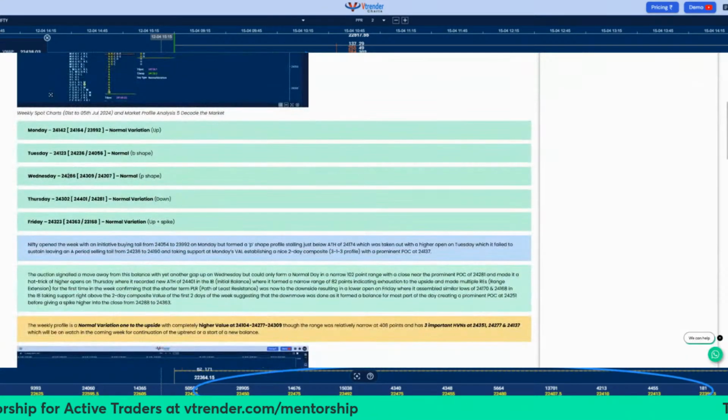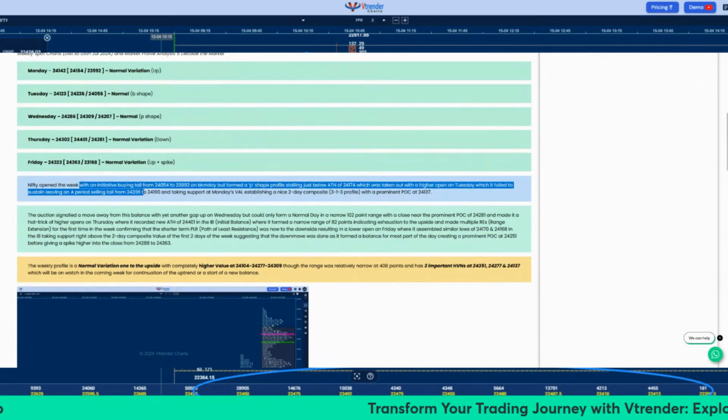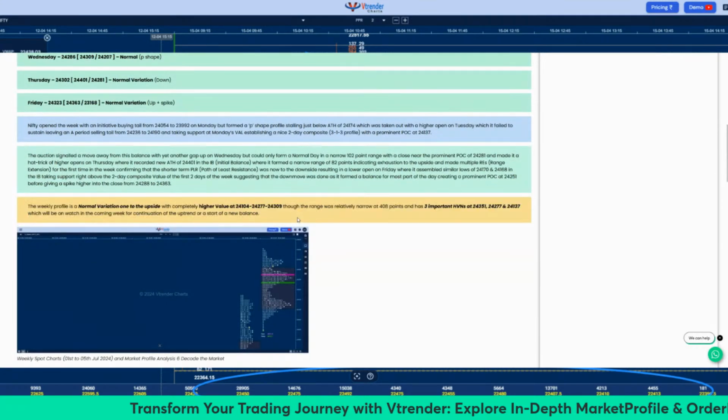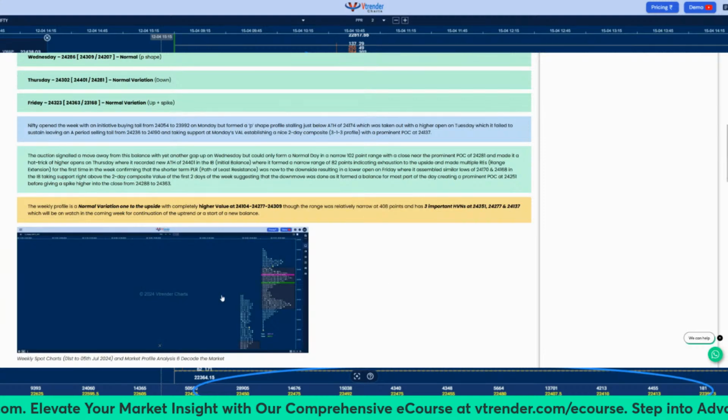So we have this daily levels with the day type, and then we have a small write-up about what happened in the week, and it closes with the analysis of what the weekly profile was. It was a normal variation 1 to the upside because it was a narrow range of 408 points, and we had formed completely higher value. And we have three important HVNs at 24351, 24277, and 24137.